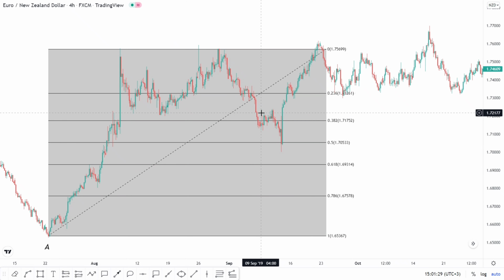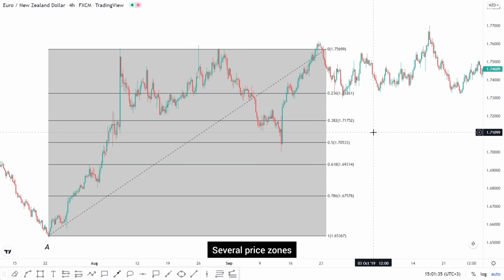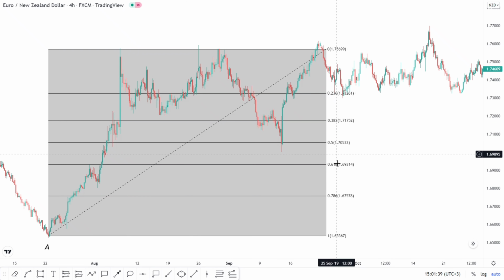We're expecting the retracement to end. If you look at the Fib retracement tool, it has several zones, several price zones. We have the 0.5, 0.3, 0.2, 0.6, 0.7. So these zones shouldn't confuse you.